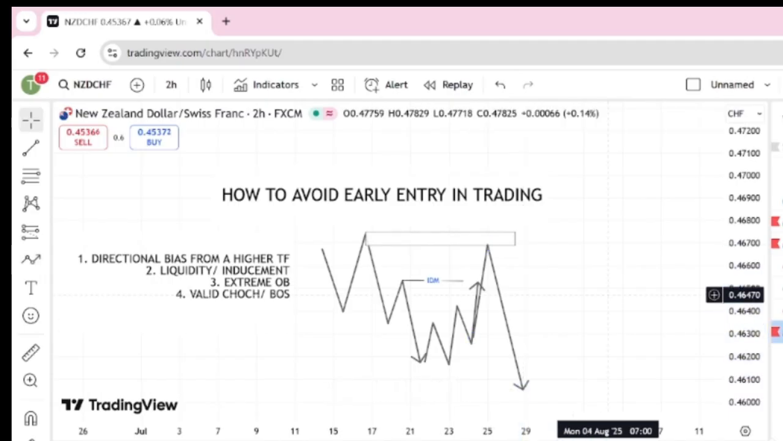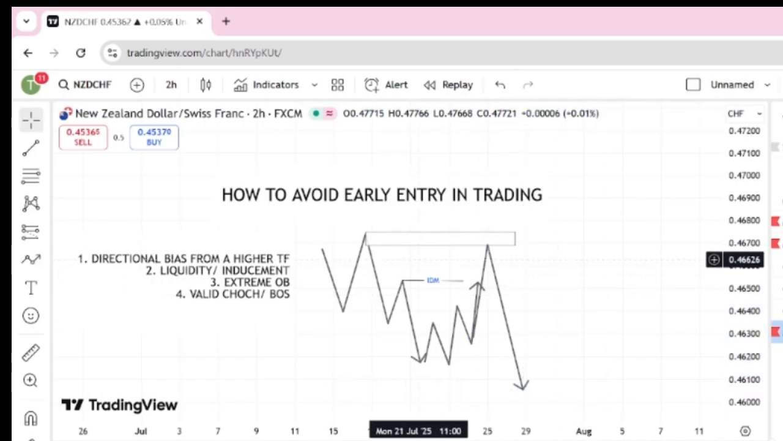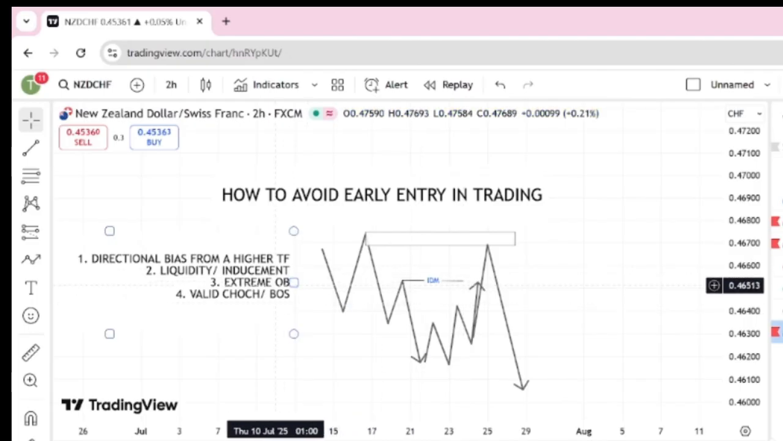So this is how you're able to use your directional bias on the higher time frame in favor of your trading, or gaining more profitability. So adding your directional bias, with the confluence of your inducement or liquidity with the overall trend, it's a plus. Now, if you look at this point, number two, we said extreme order block.